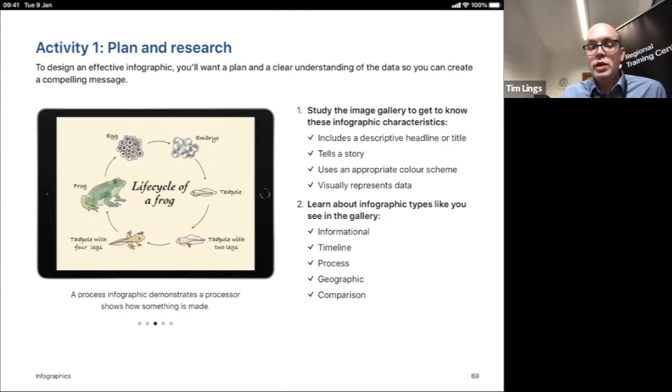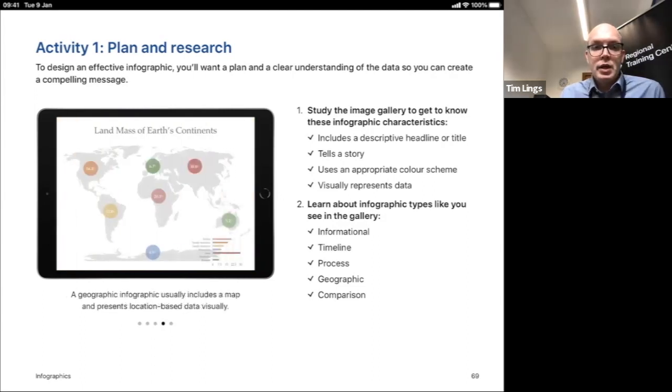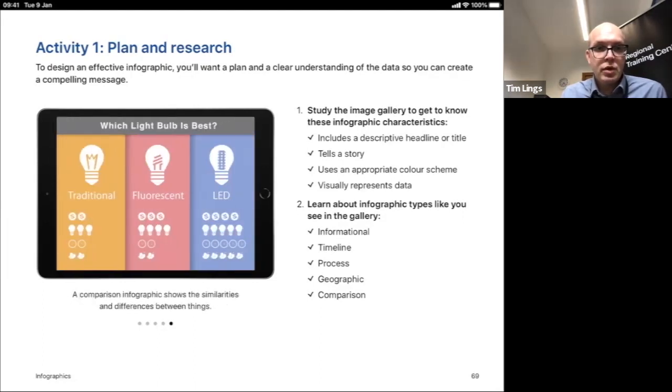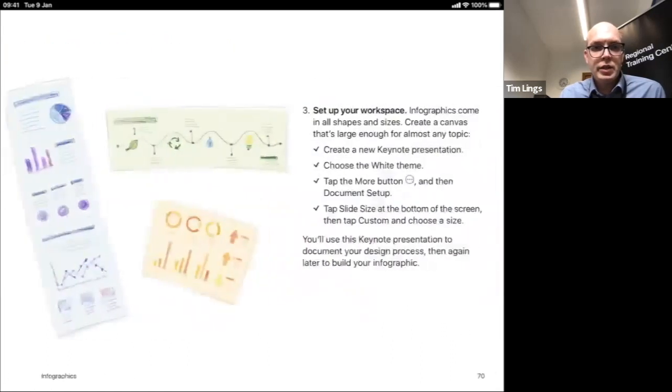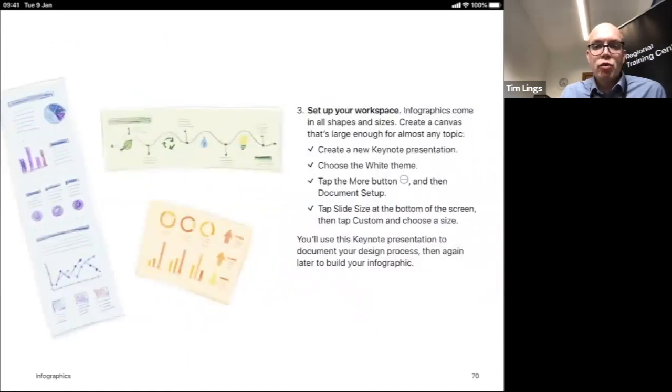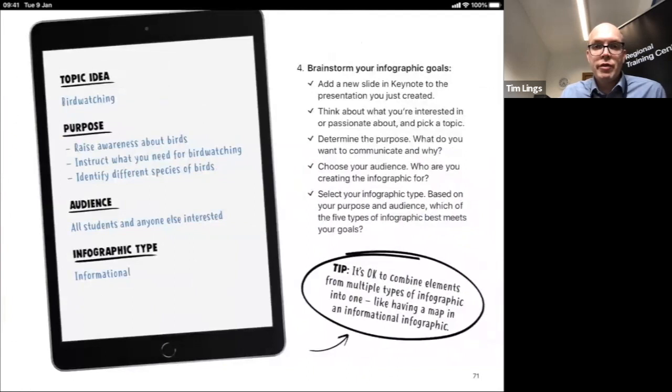Or this is just showing the life cycle of a frog. You could have done that by just writing it on a piece of paper, but here you've got drawings of what that creature looks like in its different stages, and that just communicates it more enticingly. Land masses of Earth's continents, so it's just showing that in different ways. Which light bulb is best? So you can use drawing to create these infographics.